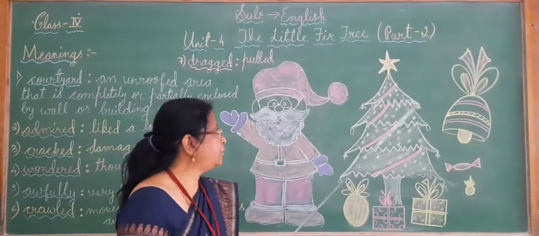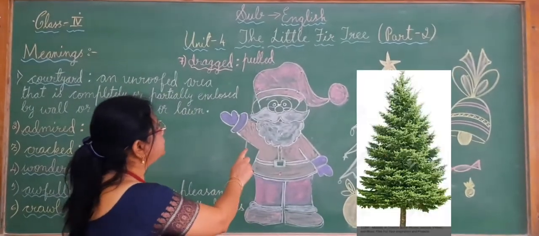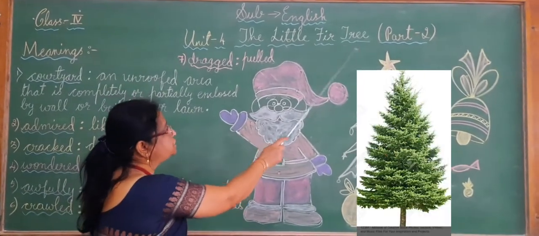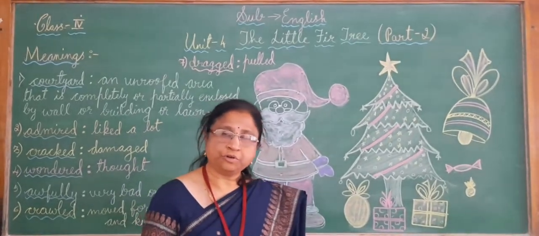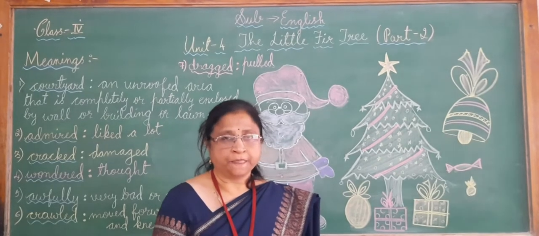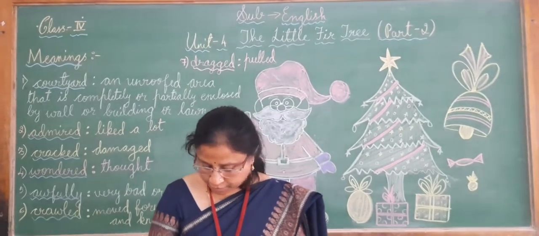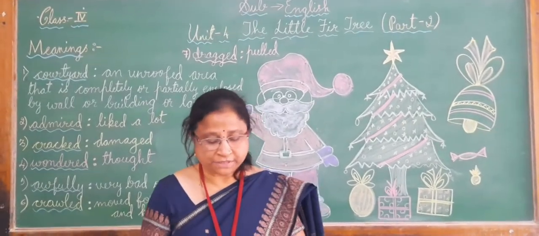We started with Unit 4, that is The Little Fir Tree. We have discussed Part 1, so now we are going to start off with Part 2. Everybody open your textbooks, page number 29. We'll start off with Part 2.